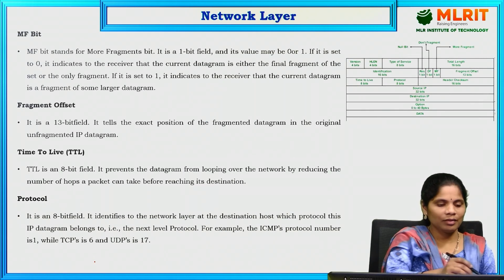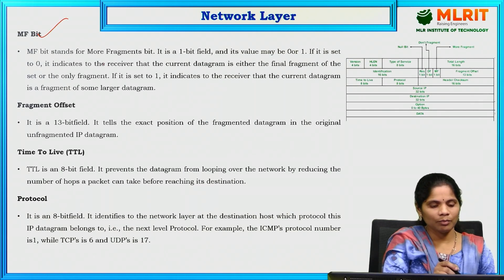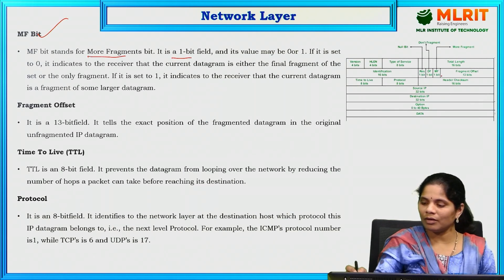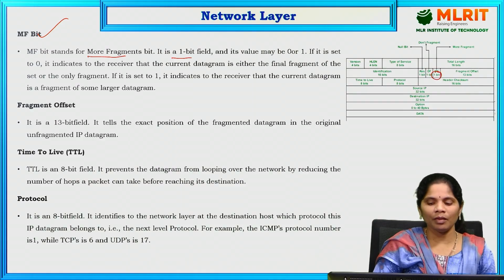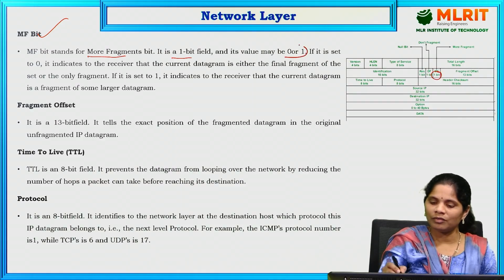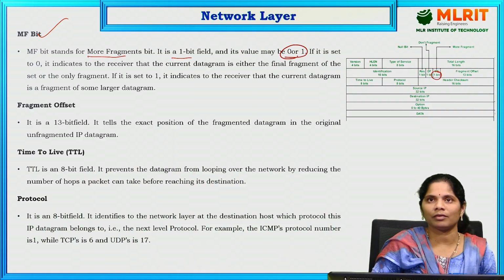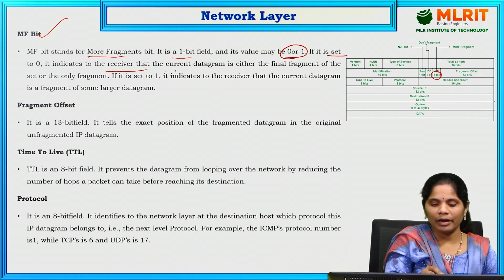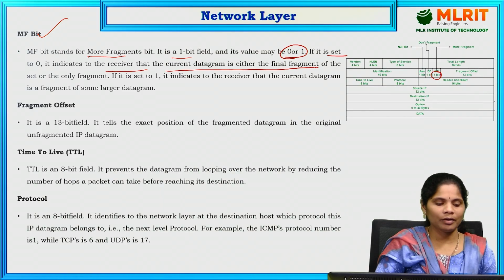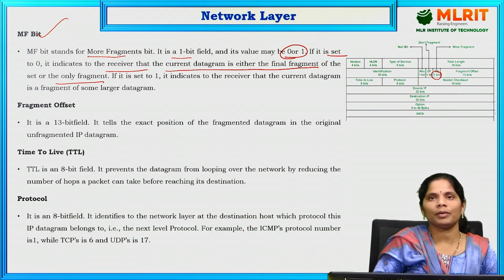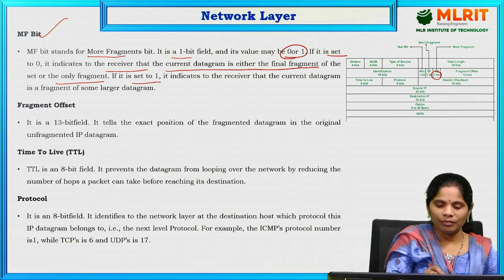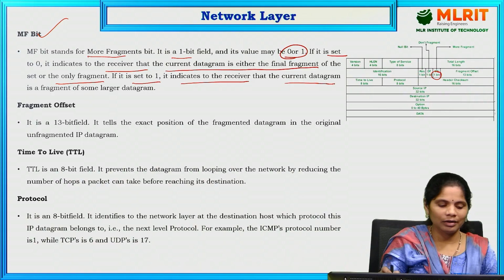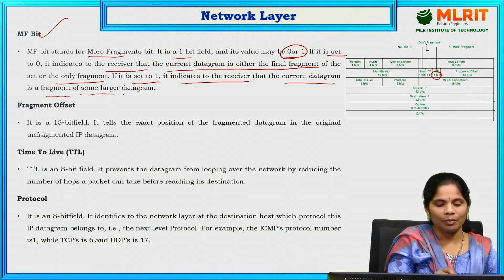And next one is the more fragment bit. The more fragment bit is also having only 1 bit, and this value is also 0 or 1. If it is set to 0, it indicates to the receiver that the current datagram is either the final fragment or the only fragment. And if it is set to 1, it indicates to the receiver that the current datagram is a fragment of some larger datagram.